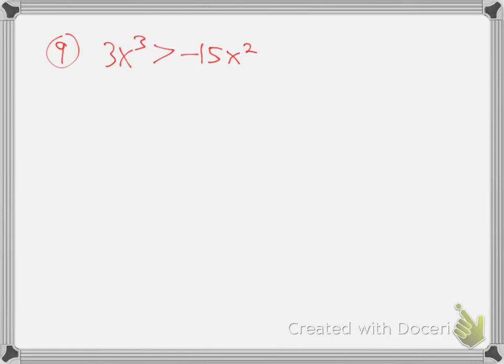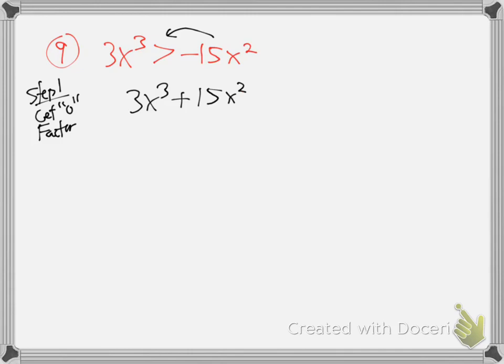So this time you do have to do step number 1. Remember what step number 1 is? Got to get a 0, yeah. So this time that is required. So get a 0 and factor. So bring this over to the other side. Get 3x cubed plus 15x squared. Like that. And then factor that. So I'll let you take it from there. So go ahead and factor that.